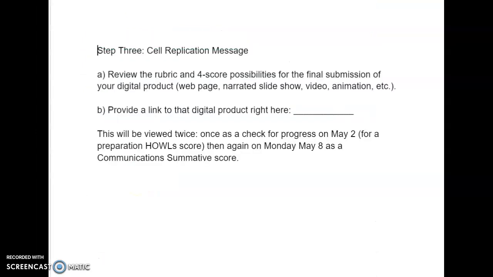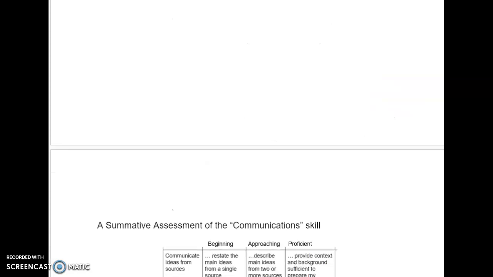So step three is where you're going to actually submit your final product, but I'm going to review it twice, okay? Once as a check for progress, I believe that's next Tuesday, May 2nd, and then again on May 8th, which is the Monday after that, okay? And it's a communications summative score, all right? So what will you do? It says here, review the rubric and 4-score possibilities. So you go down to the next page.